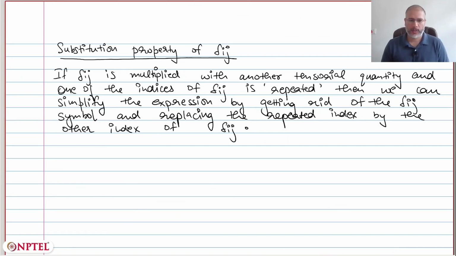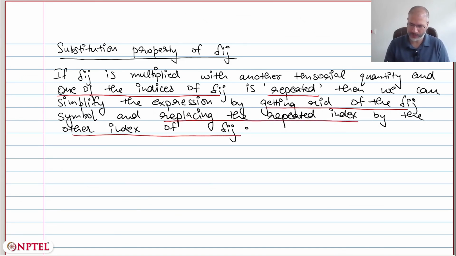So let us try to understand this property. It says if delta ij is multiplied with another tensorial quantity and one of the indices of delta is repeated, so let's underline this, then we can simplify the expression by getting rid of the delta and replacing the repeated index by the other index of delta.